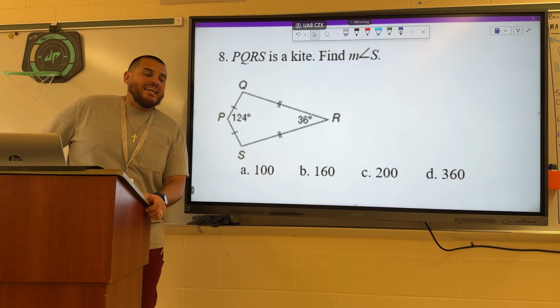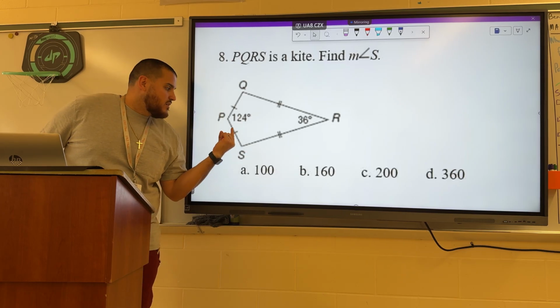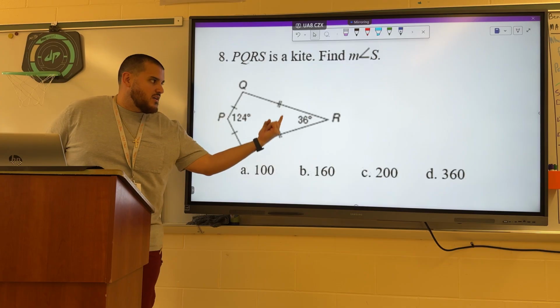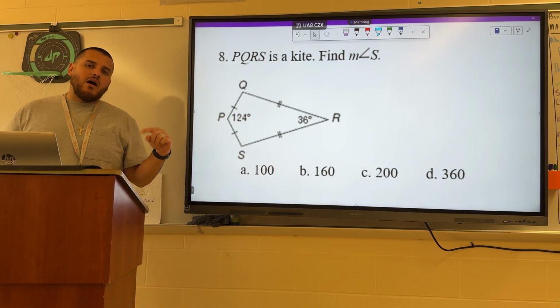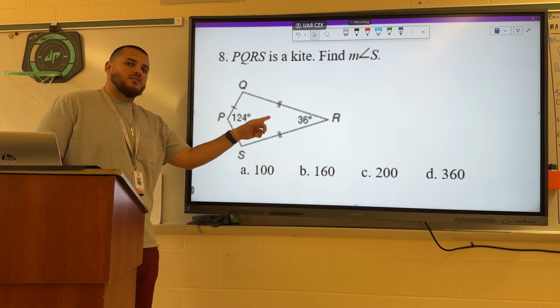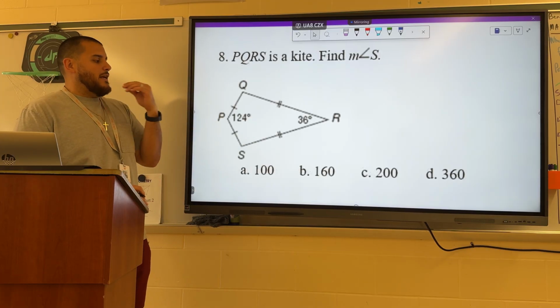We have here a kite. The directions tell us a kite. The markings do too. We have consecutive sides with 1 dash, consecutive sides with 2 dashes. I know it's a little blurry here, but that's what it shows. Kites don't have opposite sides that are congruent. They have consecutive sides congruent, like these here. We have to find the measure of angle S.